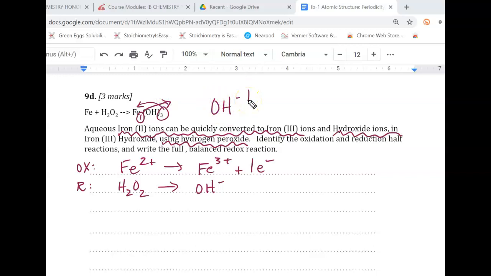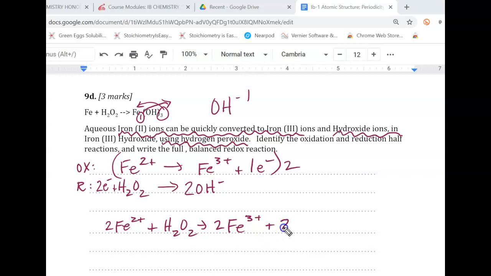Okay, so let's balance this one. To do that, I need a 2 right here. And then to be able to balance out my electrons, I'm going to need 2 electrons here. That means this equation is going to have to be multiplied by 2. So we end up with 2 Fe2+ plus H2O2 yields 2 Fe3+ plus 2 OH-. And that is our completed balanced redox reaction. So there you go. That is the result there.